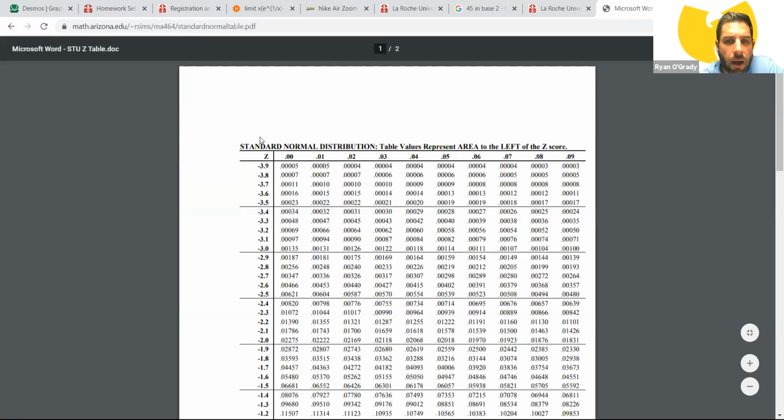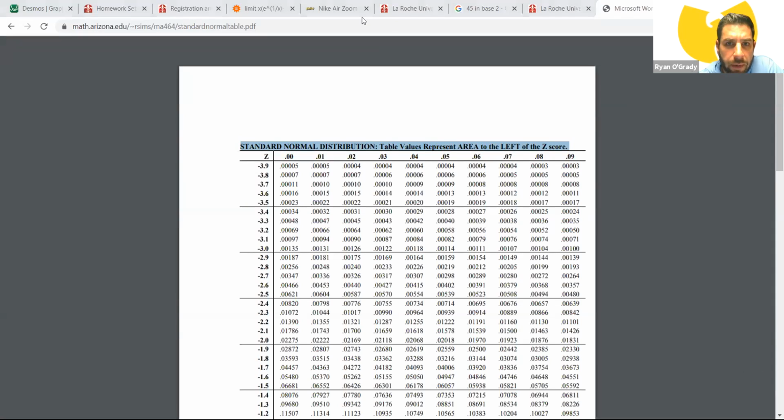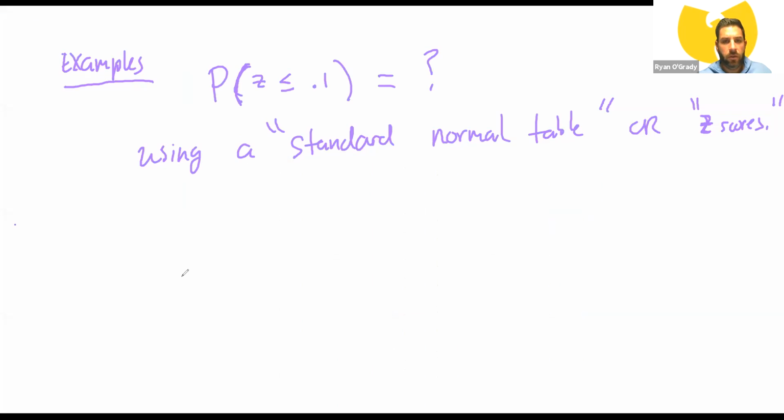And you'll see at the top, you have to be very careful about the context. If I highlight this, it says these represent the area to the left of the Z-score. And if you look at my problem, that's exactly what I'm after. So let me go back to this for a second. The probability that I'm after is I need this area.